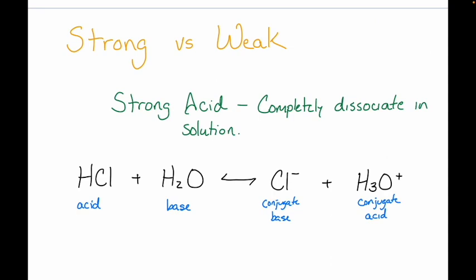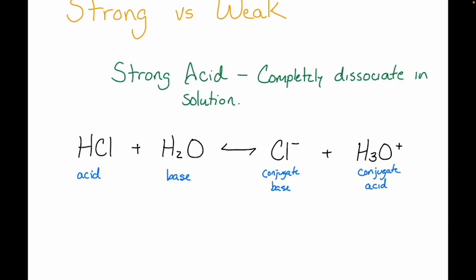Okay, so what does it mean to be a strong acid? What does it mean to completely dissociate in solution? It means that this reaction here will go 100% to the product side. Will go 100% to completion. Every single one of those HCl molecules that you put into solution will dissociate, will break up into conjugate base, and that proton's going to get donated to whatever that acid is. All right? So what does it mean to completely dissociate in solution? It means that this reaction goes 100% to completion.